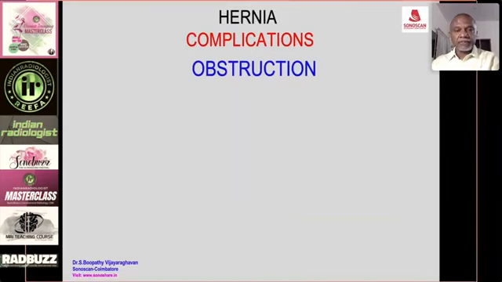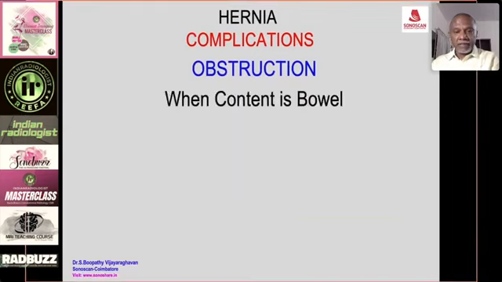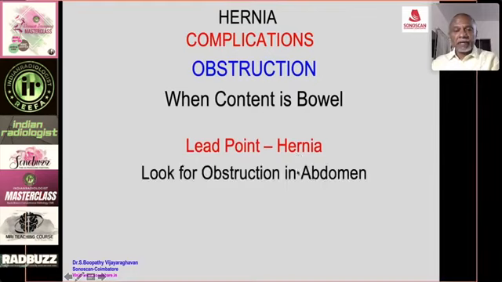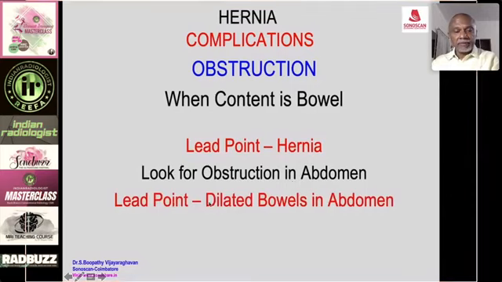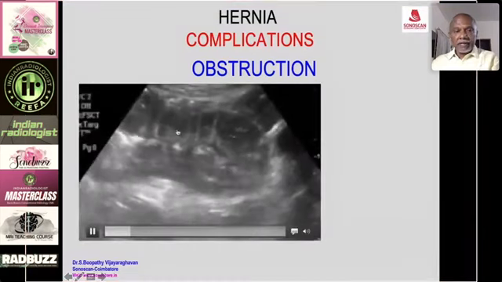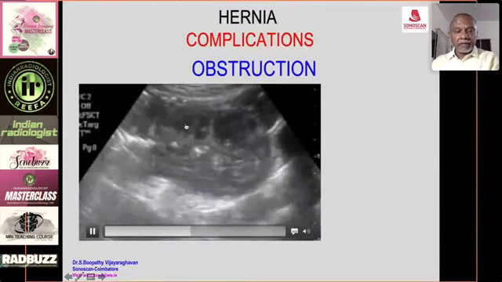Those are the features. Now obstruction happens when the content is bowel, and when the lead point may be hernia. So when you see hernia, you must suspect obstruction, and you must look for dilated loops in the abdomen. Or in the reverse, if you see small bowel obstruction in the abdomen and you don't see any other cause, then you must look for hernia as the cause. Either way, here this is a sign of small bowel obstruction.